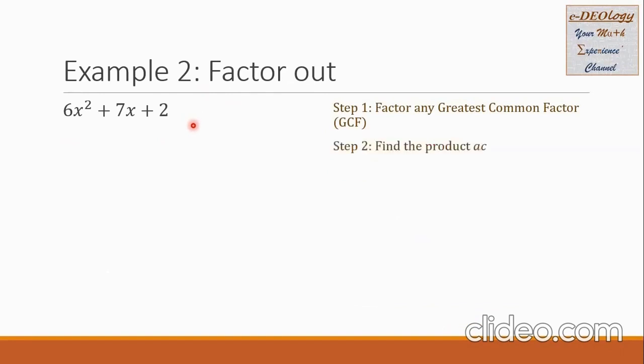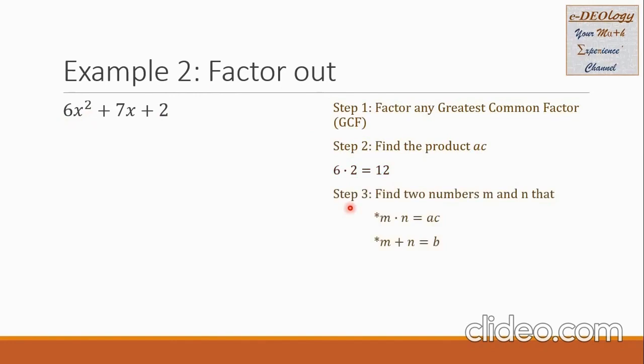Let us have example 2. Factor out 6x squared plus 7x plus 2. Step 1 says, let us factor any GCF. But there is no GCF here. So we will proceed with step 2. We're going to find the product AC. The coefficient of x squared is the a, and that is 6. The constant 2, that is the c, we will multiply here. 6 times 2 equals 12.